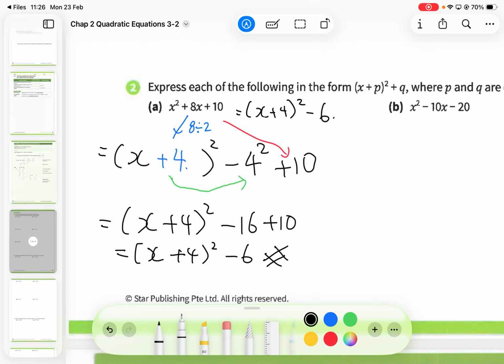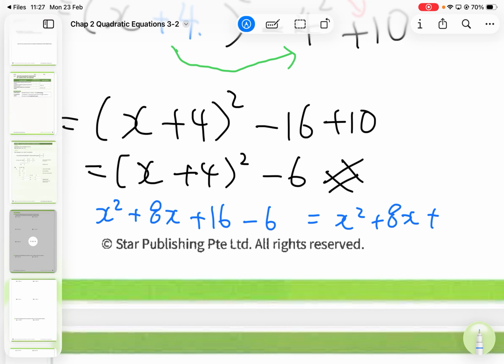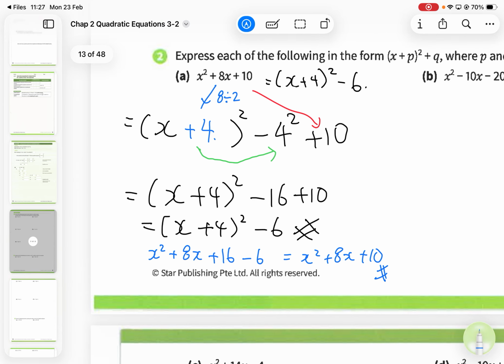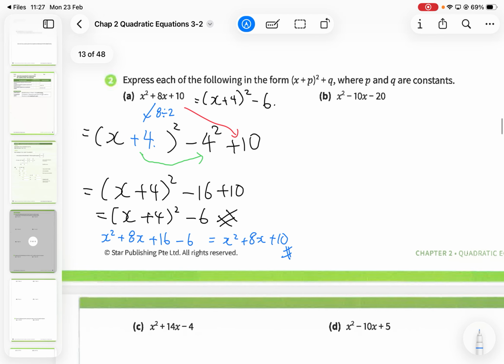Okay? If you don't believe, let us go and expand it back out. If I expand this back out, I will have x squared plus 8x plus 16. Then I minus another 6. Then I will get back this one, which was what I had originally. And the steps that I told you just now will always be correct. Because it is always correct, I can always just follow these steps. I don't need to go through what I did just now, expanding and following. I'll show you one more.